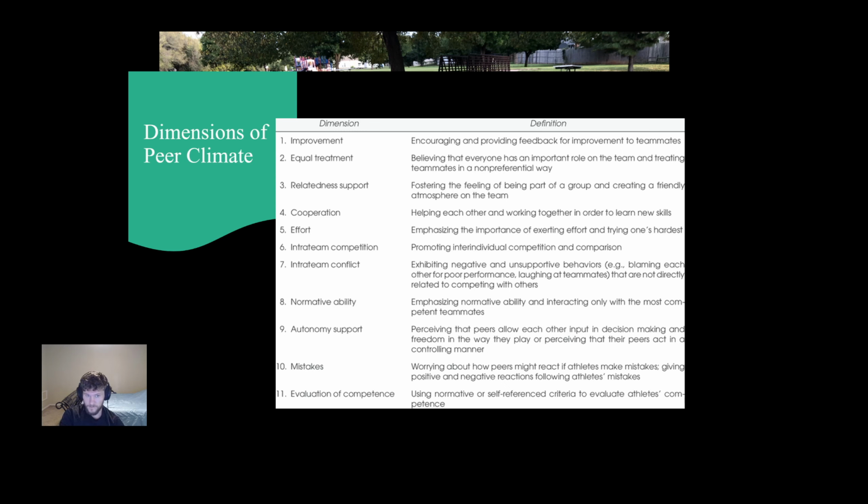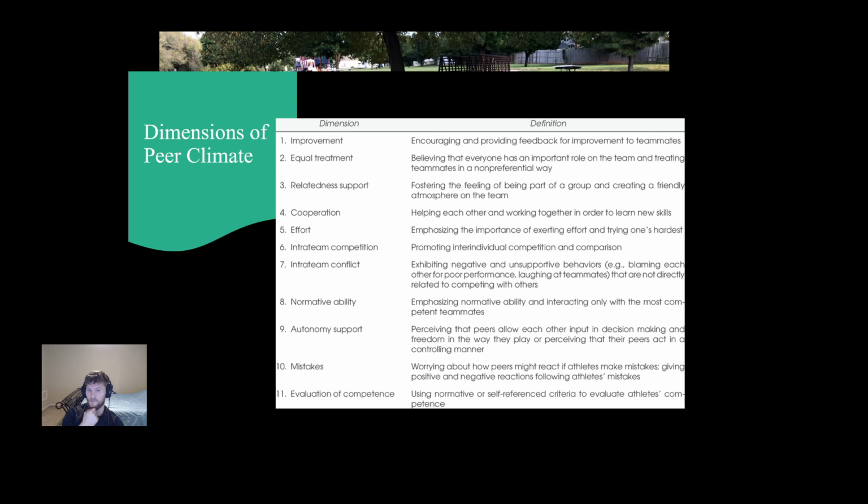Is there effort? Is the competition, so number 6, inter-team competition, healthy? Are we promoting individual competition and comparison in a healthy way as opposed to an unhealthy way of I must be better than these individuals, or I'm going to try to be better than Colton and in so improve us both? Kind of a changing in framework, right? Changing in mindset. Is the conflict extremely negative, and a lot of it? So is there inter-team conflict? Is it showing unsupported behaviors like blaming each other?